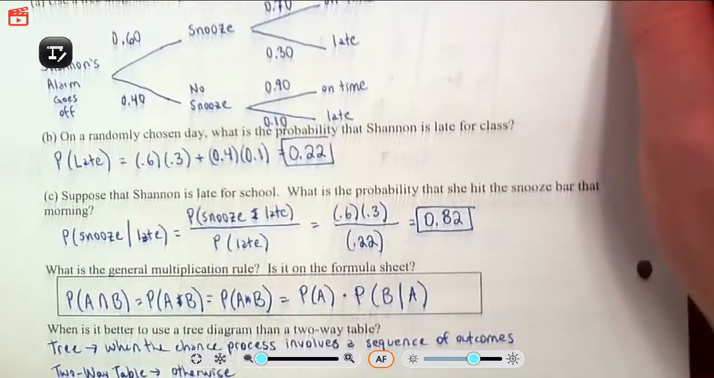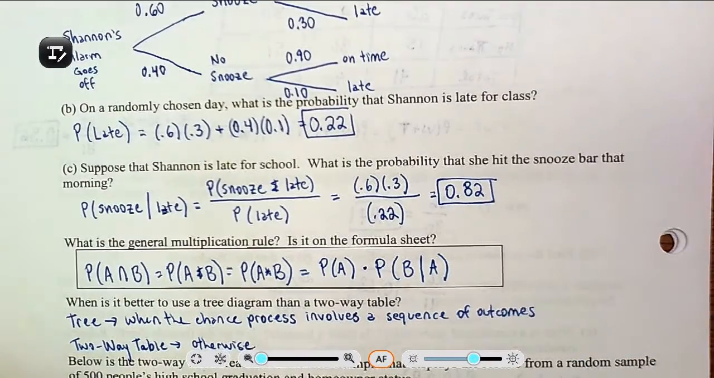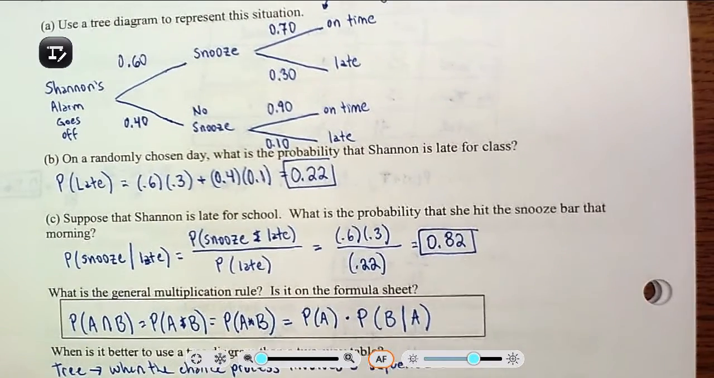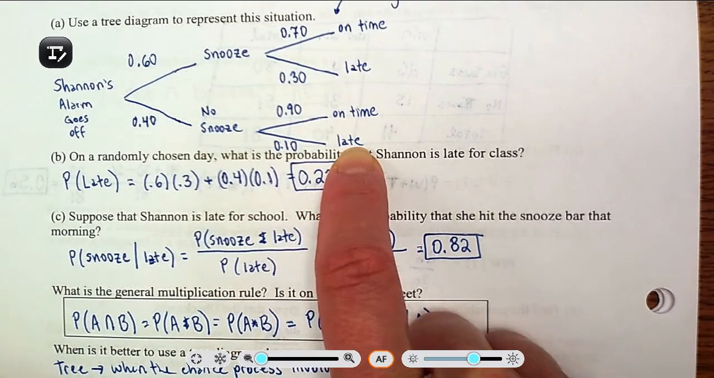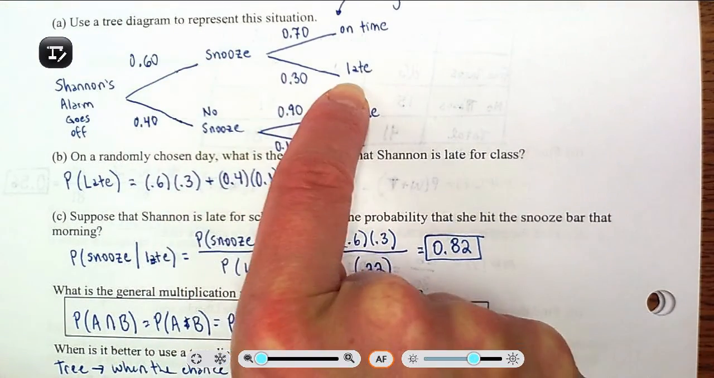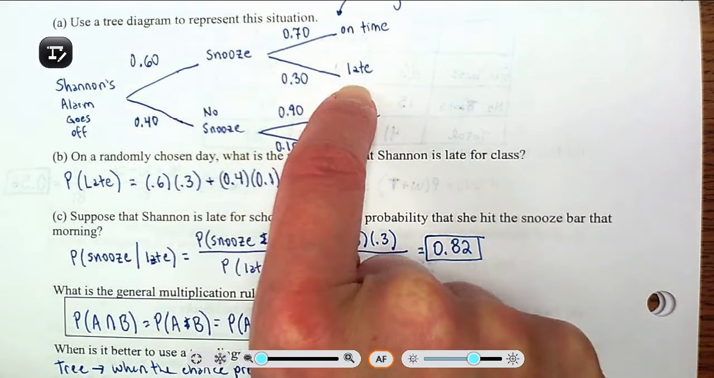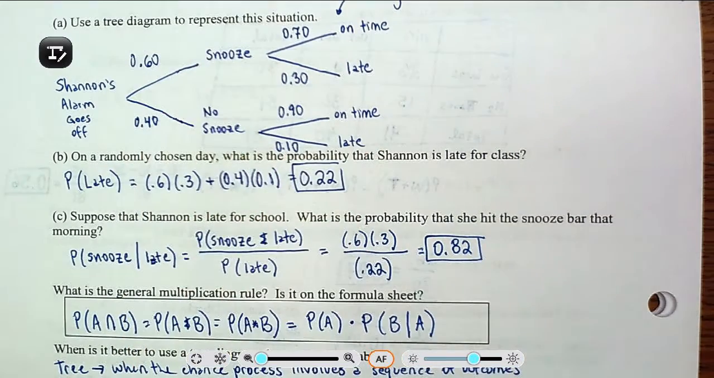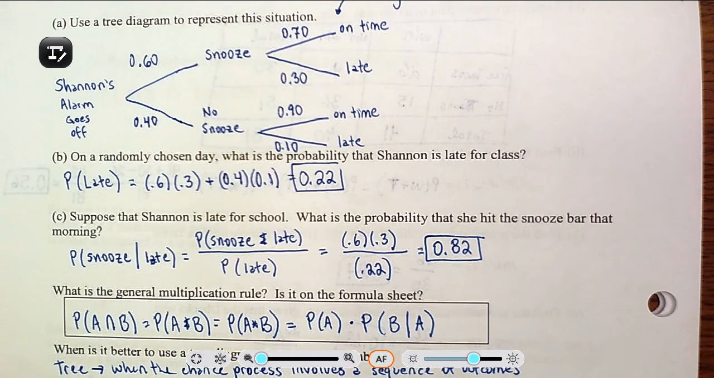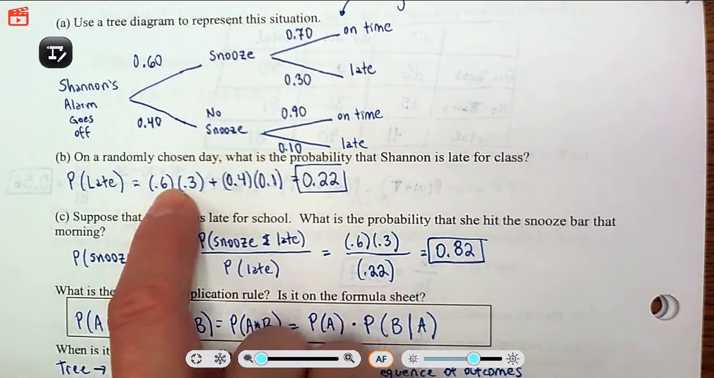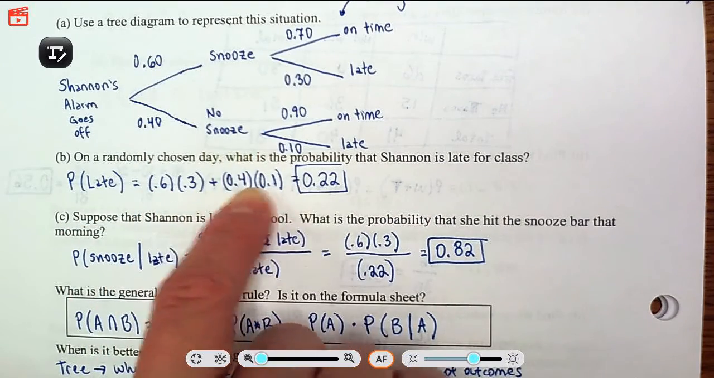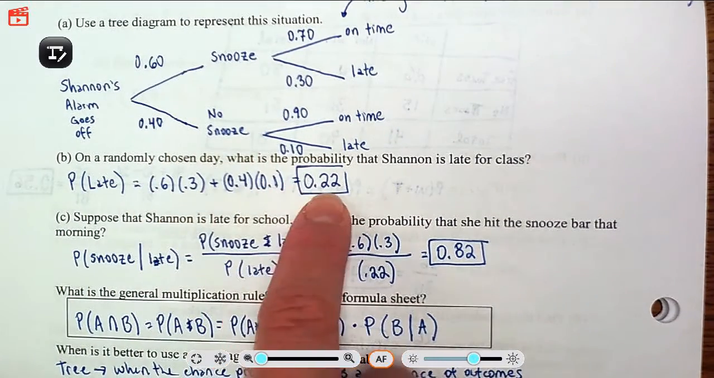All right, on a randomly chosen day, what is the probability that Shannon is late for class? She's late for class 2 ways, when she snoozes or when she doesn't snooze. So what we'll do is if we want to go out the branch and out that branch, we're going to take 0.60 times 0.30 because 0.6 of the time she is snoozing, and then 0.3 of that time she is late. Okay, she also does not snooze and is late, 0.4 and 0.1. So I'm going to take 0.6 times 0.3 and add it to the other scenario, 0.4 times 0.1, and I get 0.22.